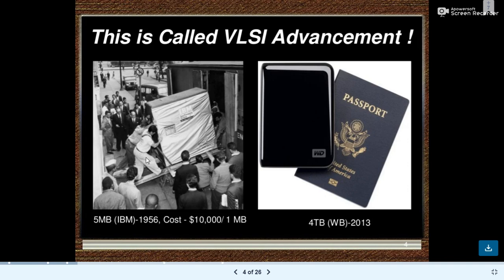So we have compressed the device into such a handy thing. First in the 1950s this was so huge and now it is so small. So this is the highlight of how VLSI has changed the technology.